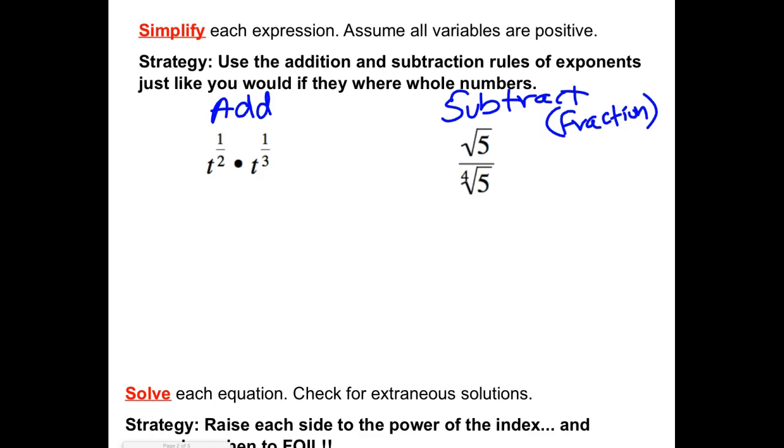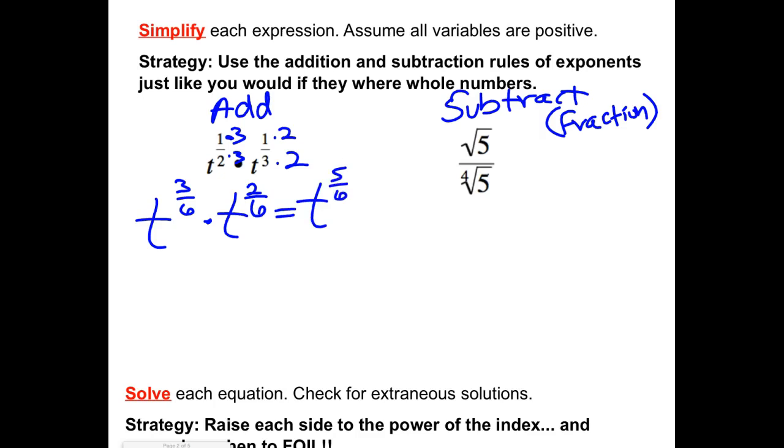Okay. Also, back to the basics, back to elementary school, to add or subtract fractions, you need to have common denominators. So for this one, I'm going to multiply them by 3, and this one I'm going to multiply by 2. So I have t to the 3/6 times t to the 2/6. Okay, and then what we're going to do is we're just going to add those together, and I have t to the 5/6. Always double check, can I reduce 5/6? And we are not able to do that. Okay. So that one is done.